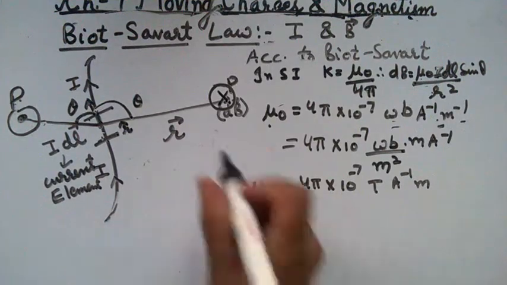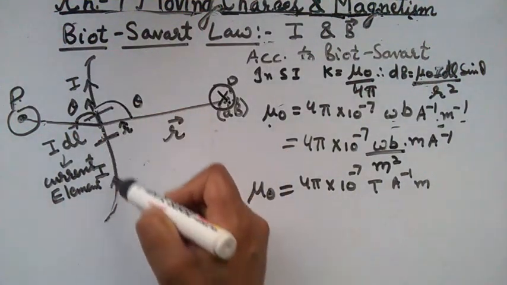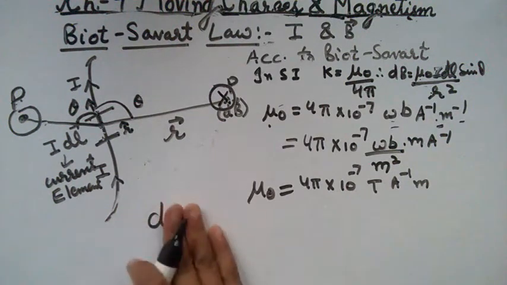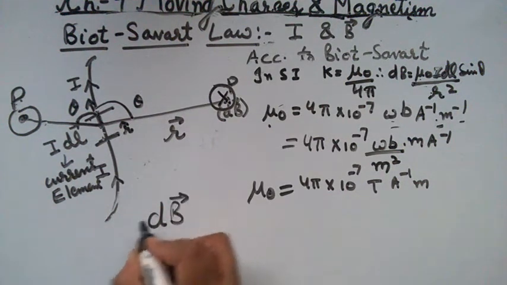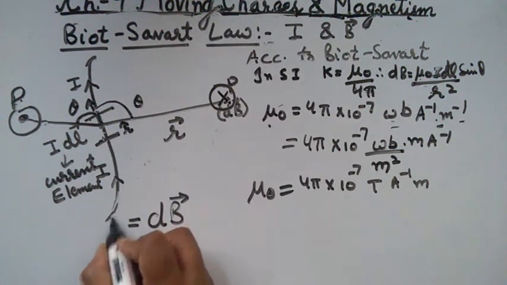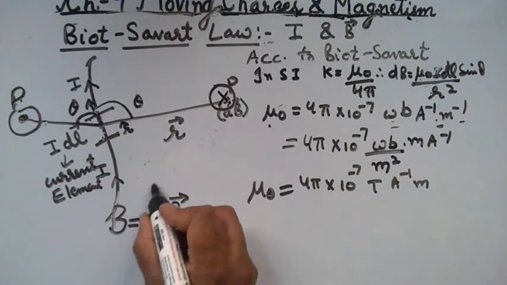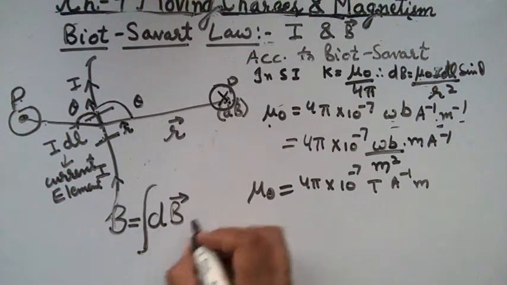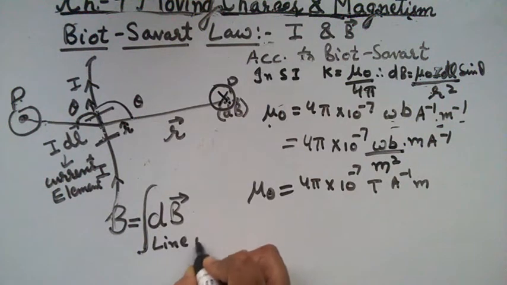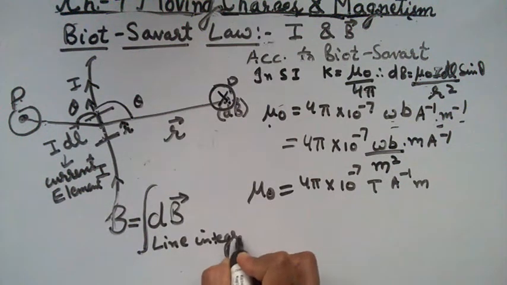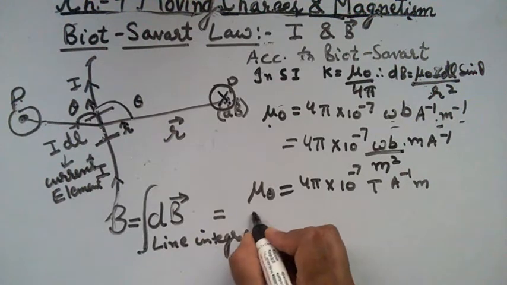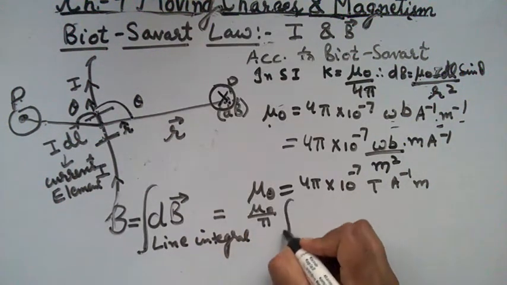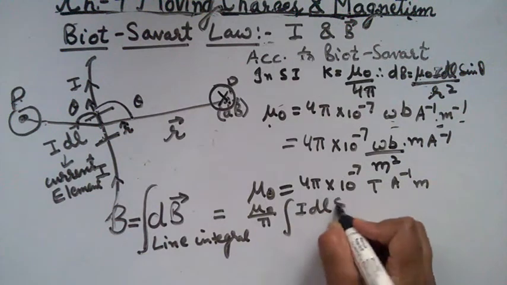And the magnetic field due to this whole current carrying conductor is given by the integration of this small magnetic field. B is equal to the line integral over this magnetic field, and its value is equal to mu naught by 4 pi I dl sine theta by r square.